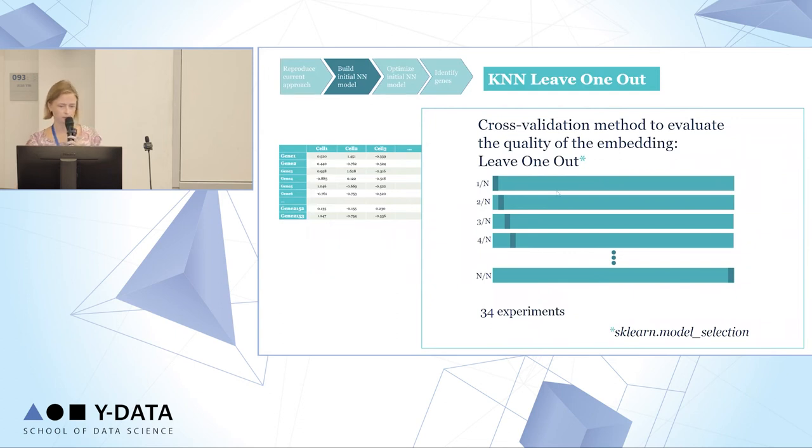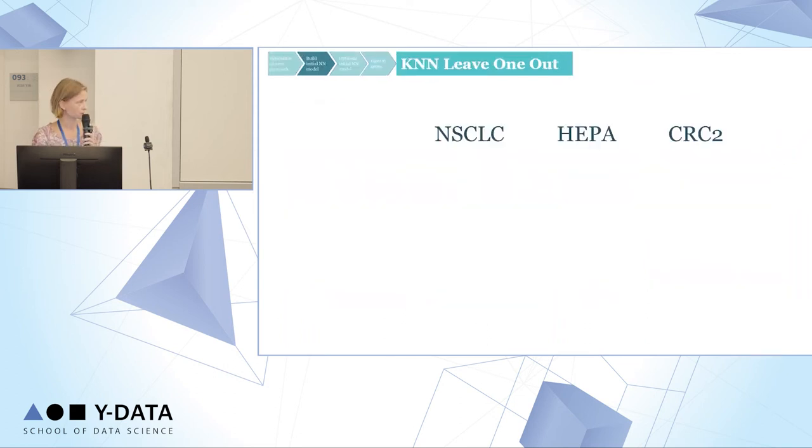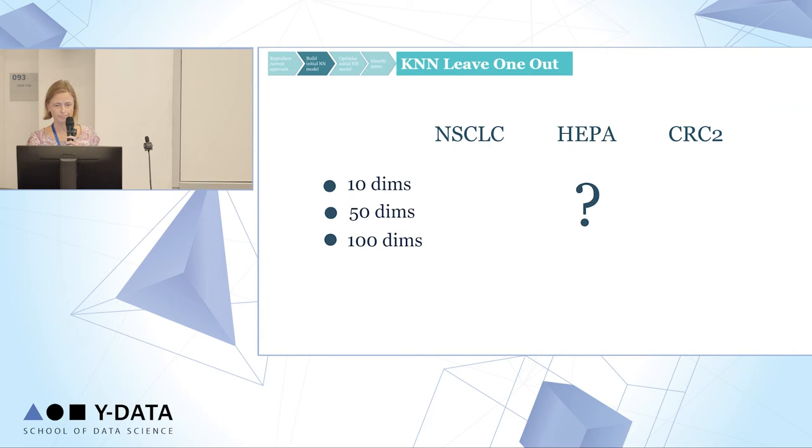Each time we take one sample out, and the model is trying to predict it. Then after we completed all the 34 experiments, we have, as a result, accuracy: how many times the model was correct. And then when we apply this algorithm, which takes as input one or several embeddings and gives us as a result the accuracy of each embedding, we could run plenty of different experiments trying to change dimension sizes or even the model, independently from Compugen. So our first try was with these three datasets. We tried three different dimensions, and we also compared the accuracy that we got with PCA.